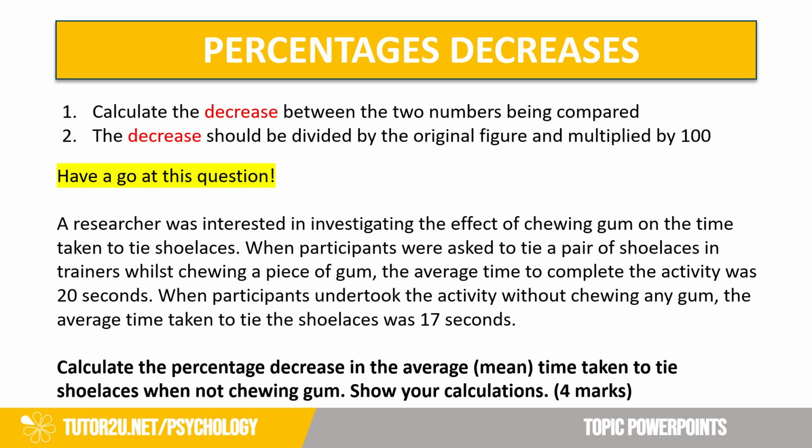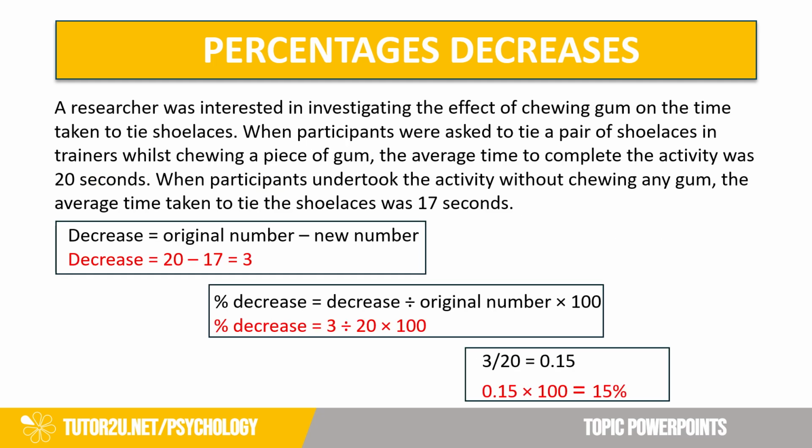So we can see here with these 4 marks, it really is important to show your full workings. The reason for this is if you happen to come to a slightly incorrect answer, but you showed no workings, that could potentially be 0 marks. Whereas if you came to the wrong answer, but showed some correct calculations, you could be awarded some marks there. So here we do 20 take away 17 is 3, and then we do 3 divided by the original number, which is 20, times 100, and we should have 15%.